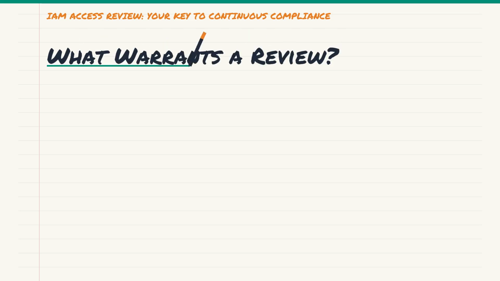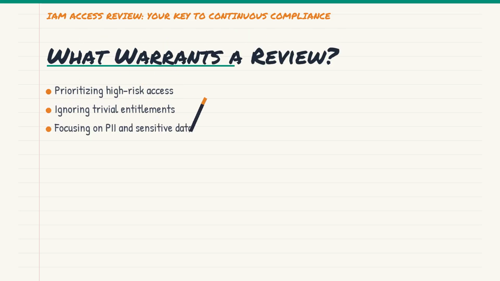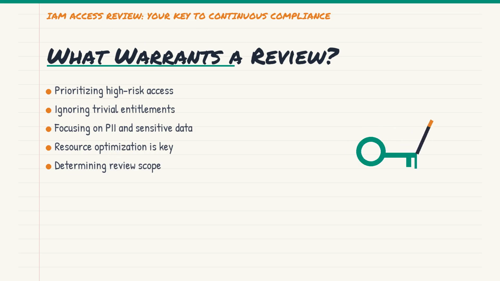Not every single access right needs a deep dive every time. That would be incredibly inefficient. We need to be smart about it. Think about access to a public holiday mailing list, probably not worth a formal review. But access to a database containing personally identifiable information, PII? Absolutely. We need to determine which entitlements pose a significant business risk and prioritize those for review. This helps us focus our precious resources on what truly matters for security and compliance.